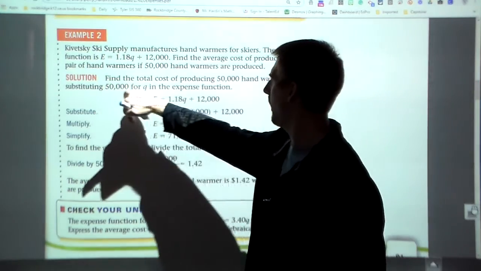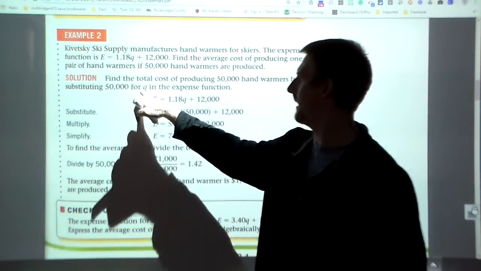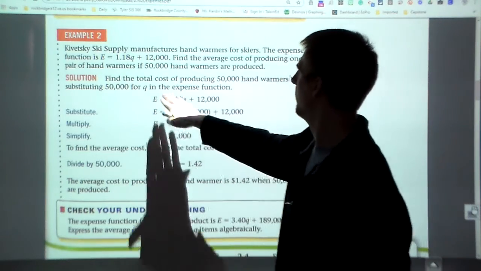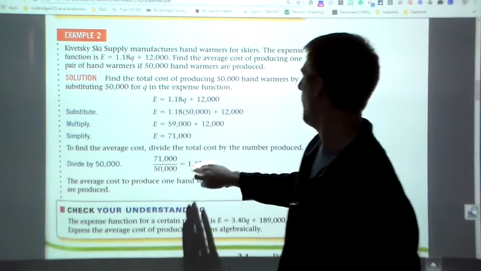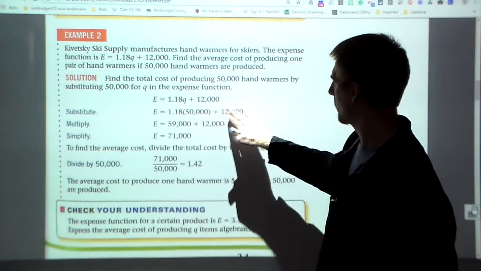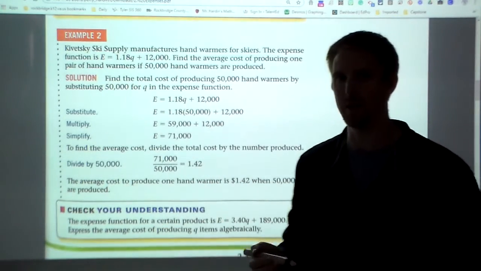Well, that's going to be my quantity. And it says right here, sub 50,000 in for Q. That's the number of items I'm making, so that's Q. So that would go in for Q in the equation. And here you can see they did a little substitution, and then they just worked it out. Came out to be $71,000.